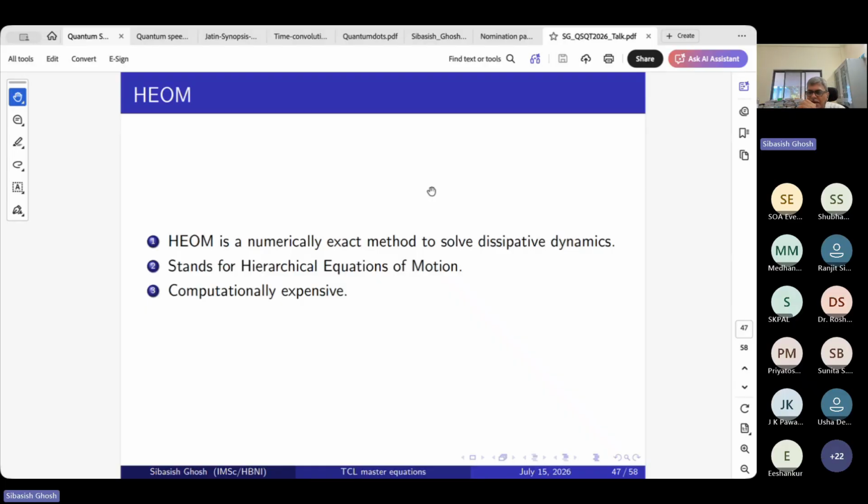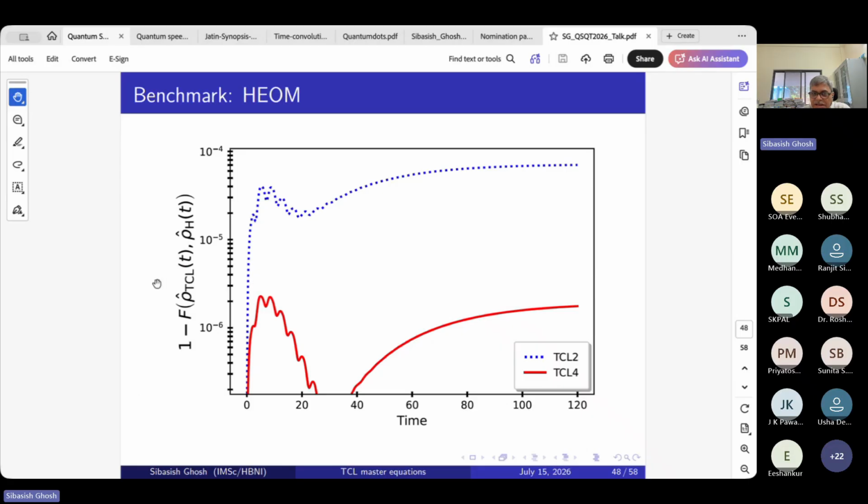Now, there is also an exact numerical method for solving open system dynamics, be it Markovian, non-Markovian, etc., which is called the hierarchical equation of motion, HEOM. But the problem is that this is computationally quite expensive, unlike TCL dynamics. So what we have done is calculate these TCL2 and TCL4 dynamics and look at the fidelity under TCL2 or TCL4 versus HEOM, rho_HEOM of t, and then 1 minus this fidelity. So fidelity 1 means this 1 minus fidelity should be 0.